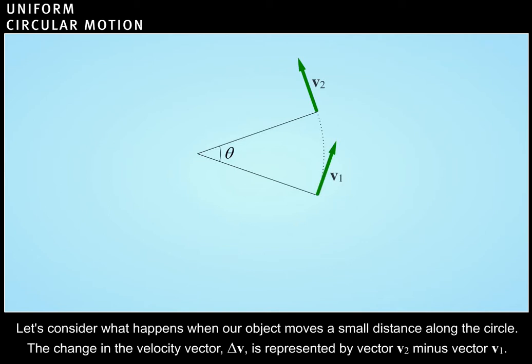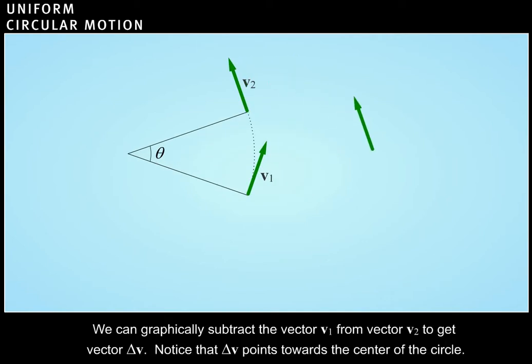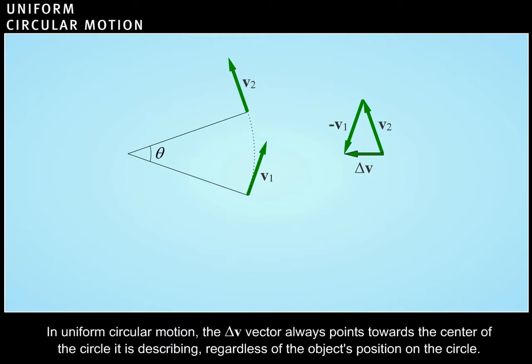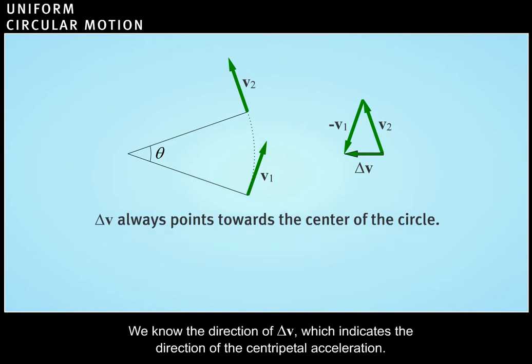Let's consider what happens when our object moves a small distance along the circle. The change in the velocity vector delta v is represented by vector v2 minus vector v1. We can graphically subtract the vector v1 from vector v2 to get vector delta v. Notice that delta v points toward the center of the circle. In uniform circular motion, the delta v vector always points towards the center of the circle it is describing, regardless of the object's position on the circle. We know the direction of delta v, which indicates the direction of the centripetal acceleration.